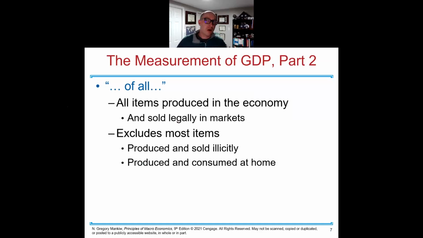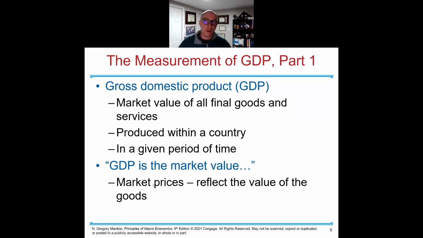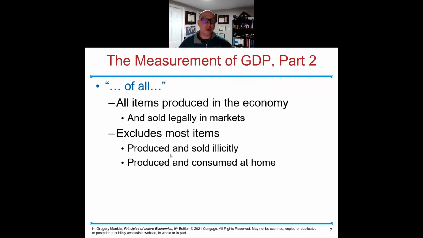So when we talk about measuring gross domestic product, remember it's all the legal goods and services that are produced within the United States during an economic period like a quarter. Okay? And the market prices reflect the value of all those goods and services that are legally produced. We do not include illegal products, and we do not include products that are produced and consumed in the home environment because we can't track that data.